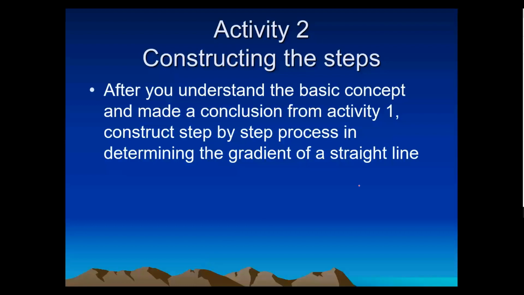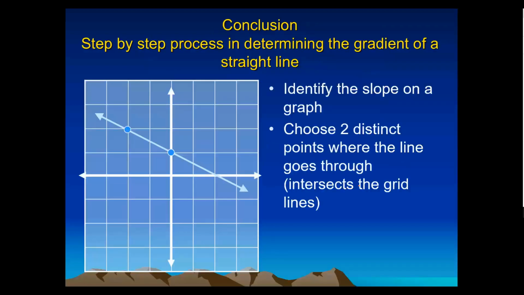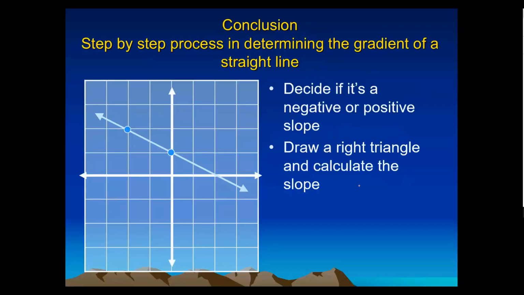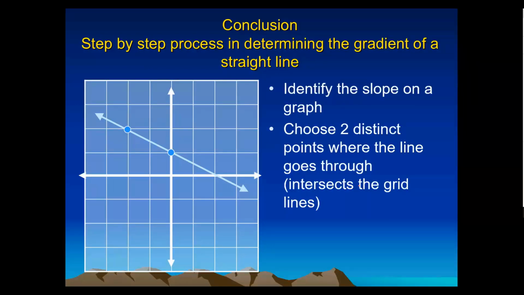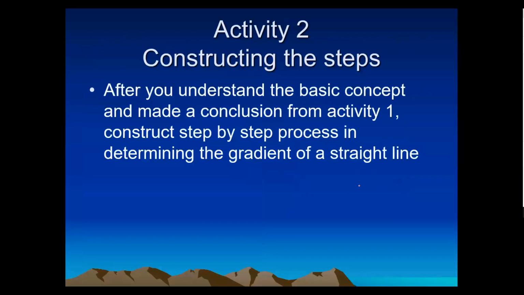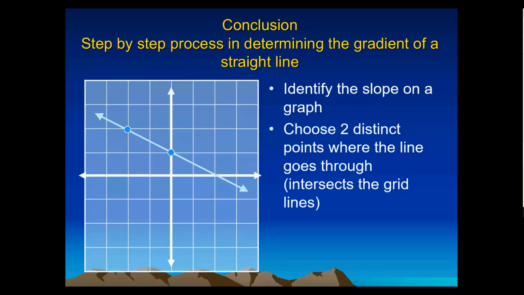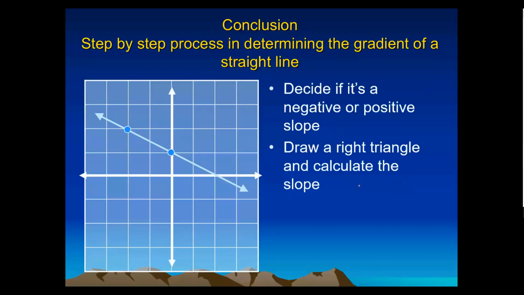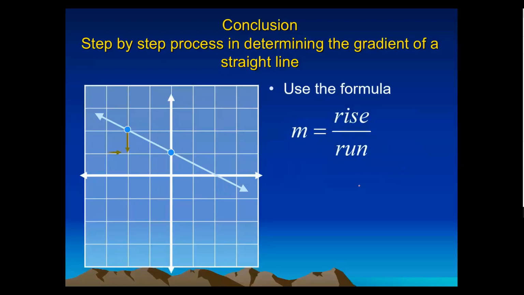Okay, so in here, let's go back to the conclusion. We have the conclusion of determining the steps, right? It doesn't have to be exactly like this, but when we go to the conclusion, the first one is where it goes to the intersect of the line. It's going to be easier. And then the side, negative or positive. Again, then draw a right angle triangle, and then calculate using the formulas, rise and run.